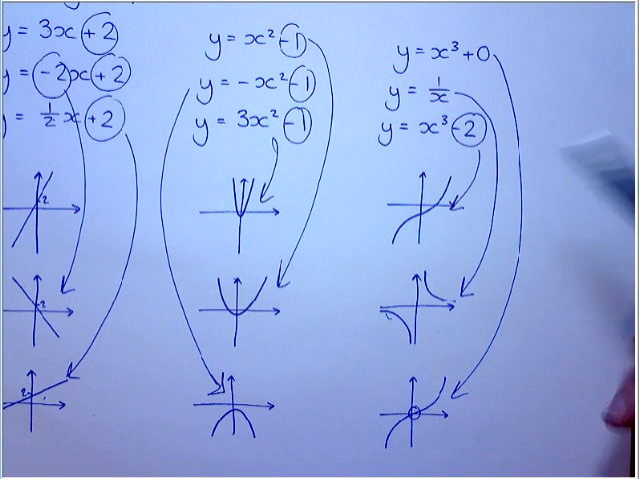And that's it. So they are the different types of graphs. That's how you separate them.